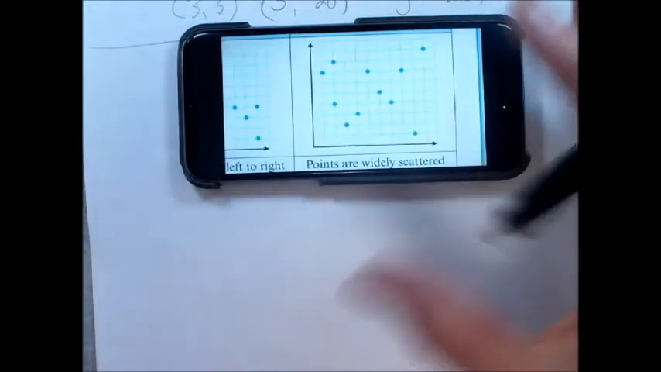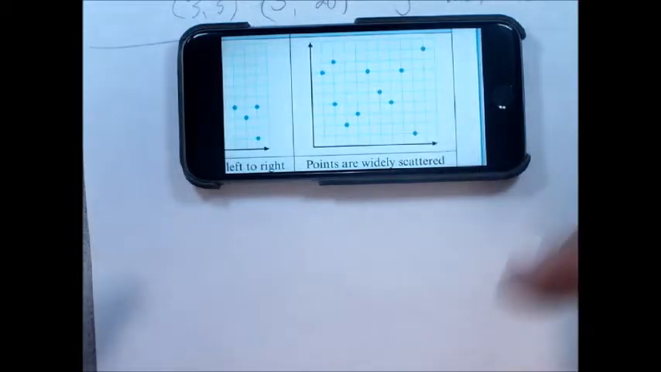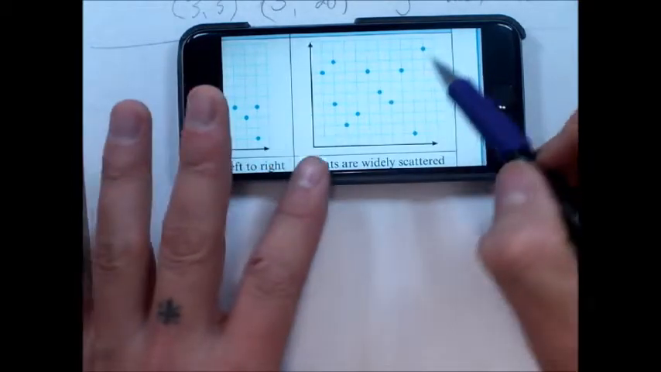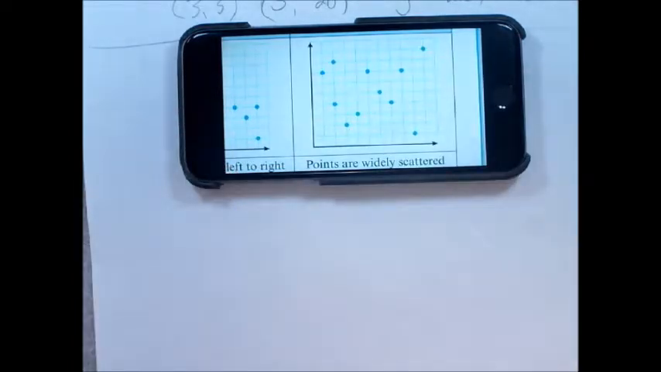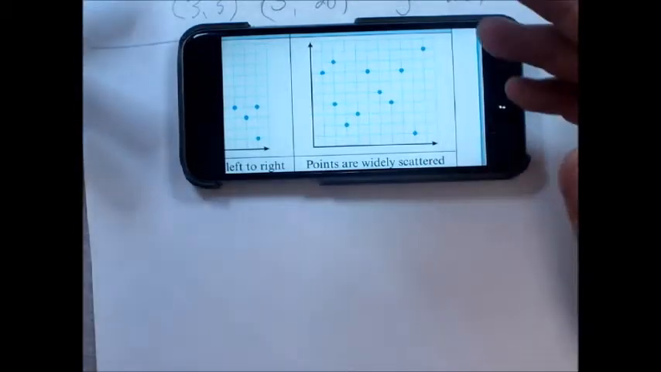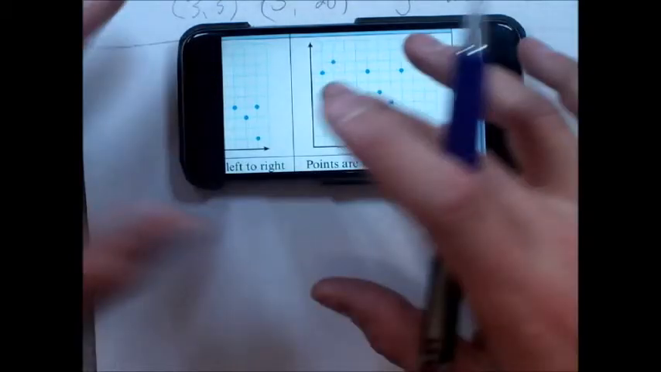Right here, is there a definite answer? No, I would say it's more positive because they're going that way, but it looks like there's an outlier there. It's kind of scattered everywhere. They're wide, okay? So we would say that this has no correlation or hardly any correlation, okay?